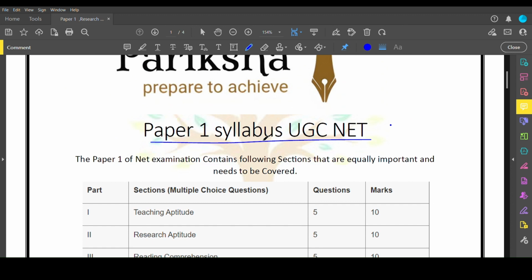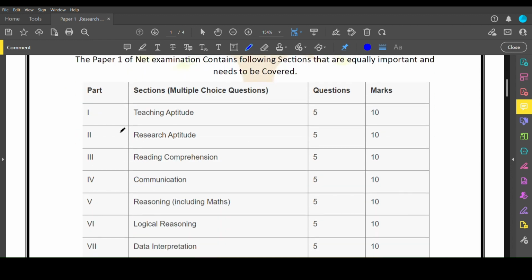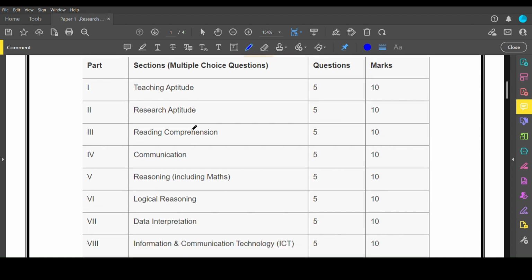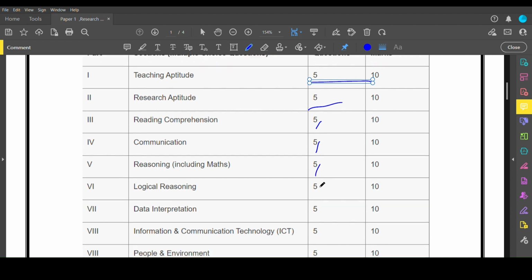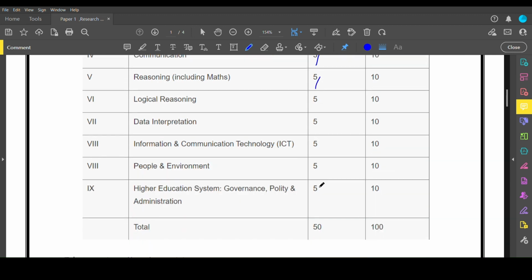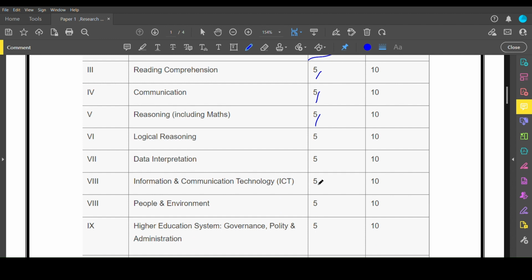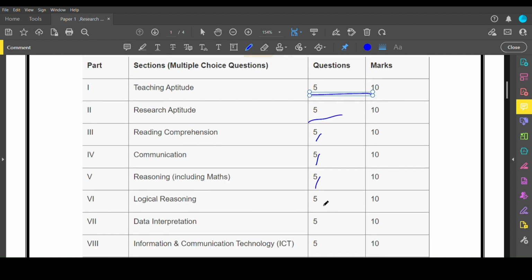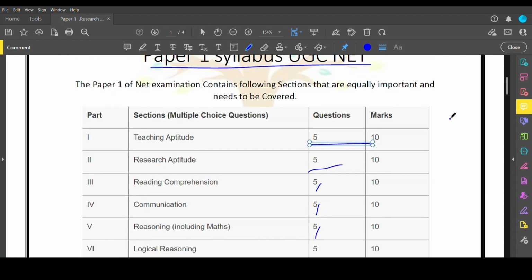So, the Paper 1 syllabus of UGC NET. Paper 1 of the NET examination contains 10 sections, and all sections have equal weightage. The questions are already fixed: 5 questions from each of the 10 sections, and each question carries 2 marks.